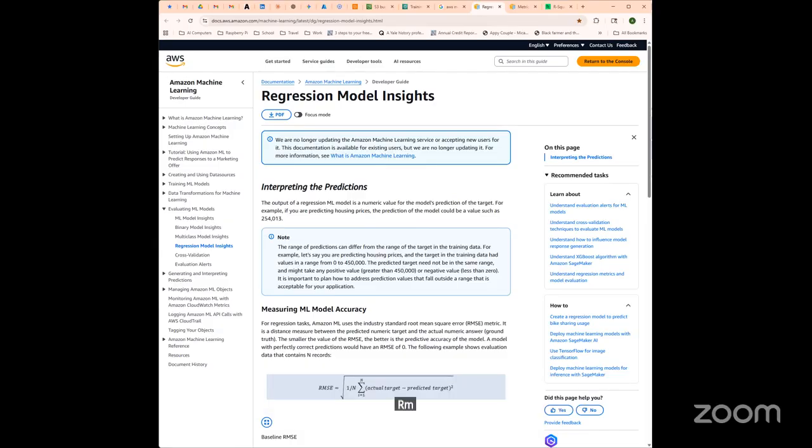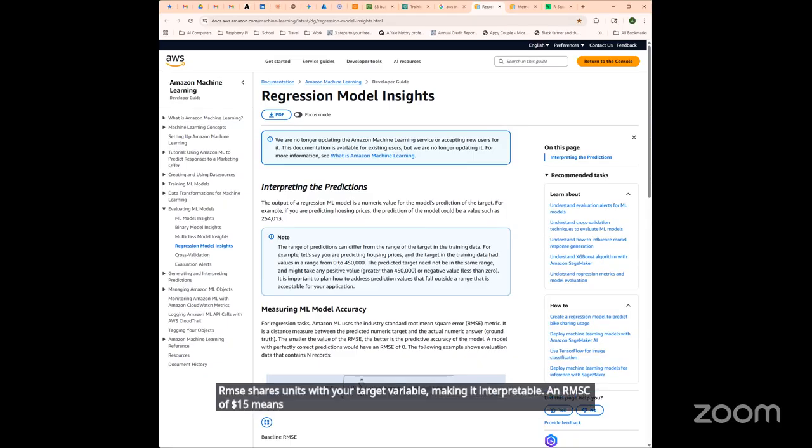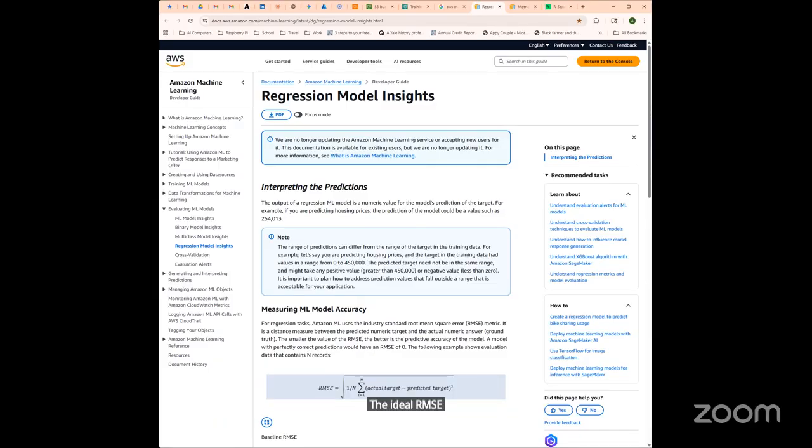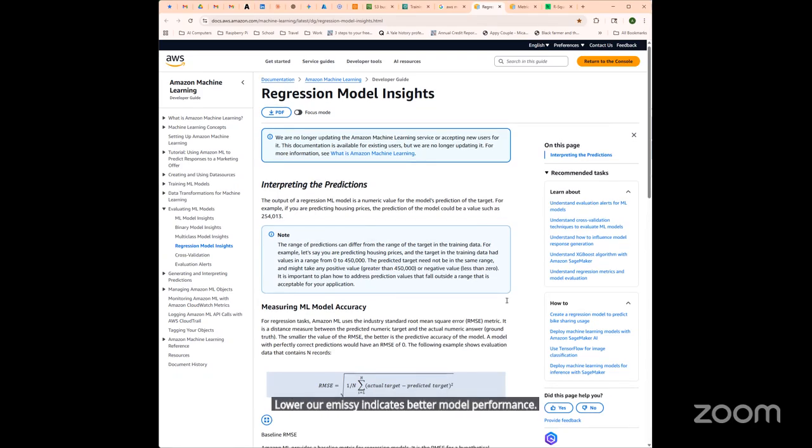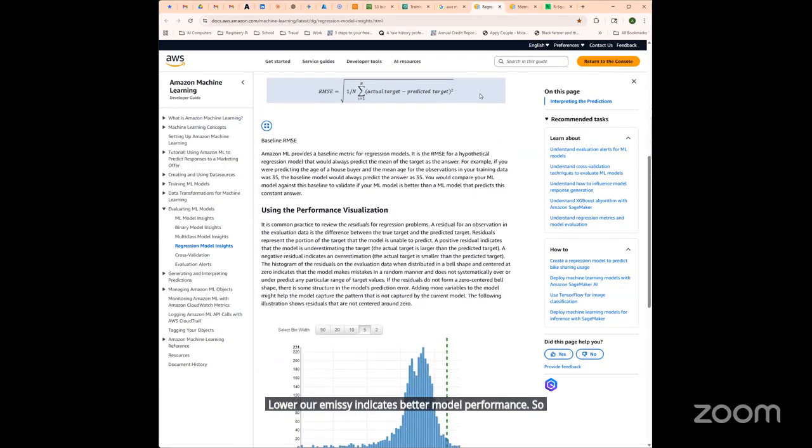RMSE shares units with your target variable, making it interpretable. An RMSE of $15 means predictions are off by approximately $15 on average, with emphasis on larger deviations. The ideal RMSE is 0, though this is rarely achievable in practice. Lower RMSE indicates better model performance. So, next one is understanding MAE.